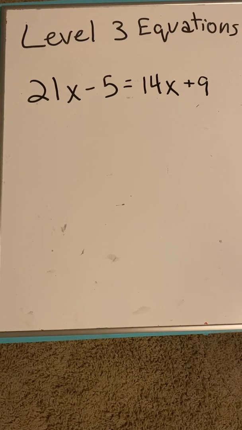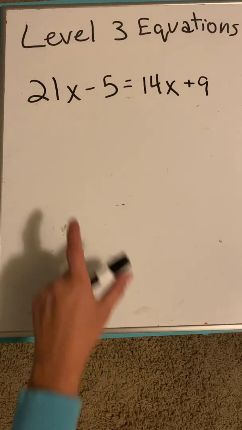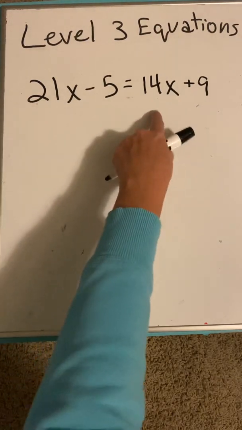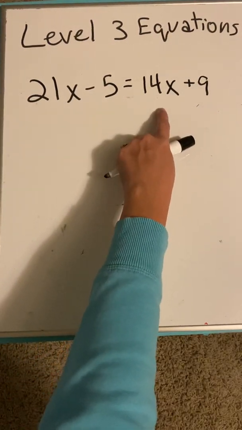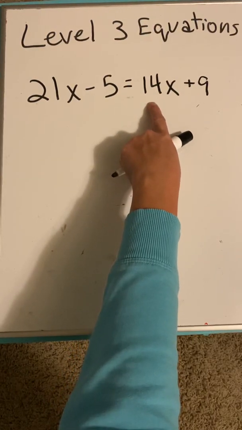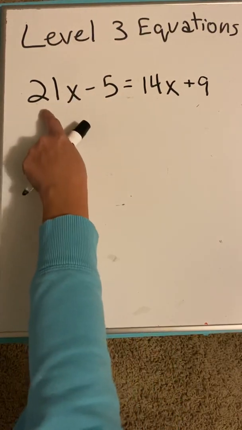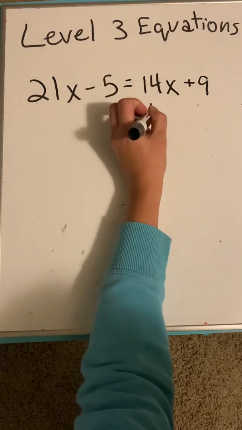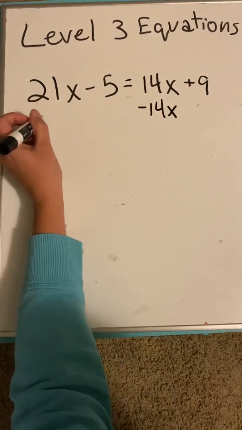I tend to like my variables positive, so I try to move it so it's positive, right? So if I look at this 21x here to move it, since it's positive, it would have to be negative, and that would make this negative. Whereas if I move this 14x here, it's positive, I would add negative, and it would still be positive. So I'm going to choose to get the variable, in this case, on the left side. So I'm going to subtract 14x from both sides.